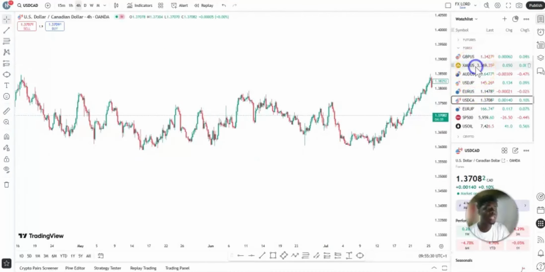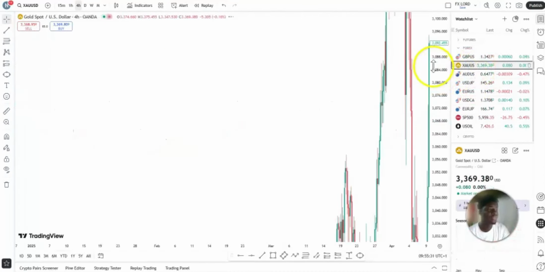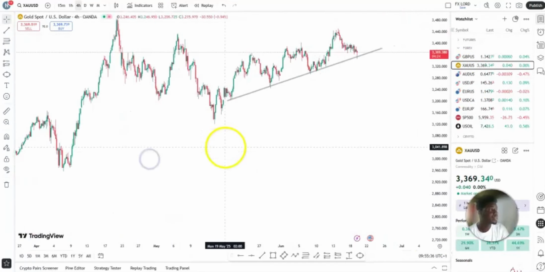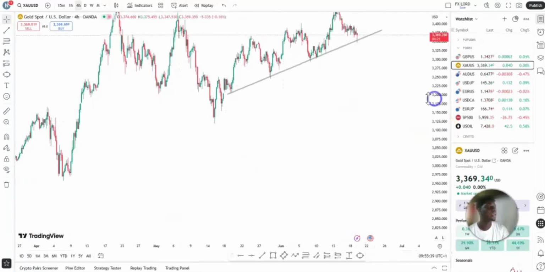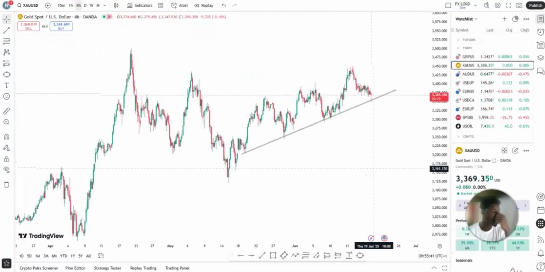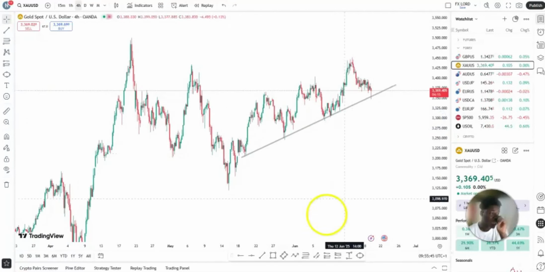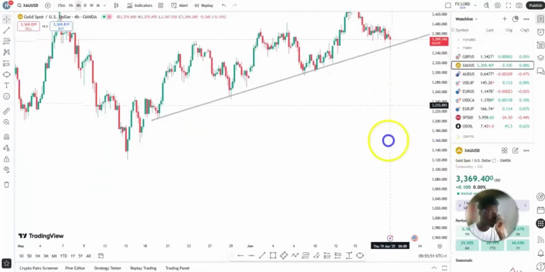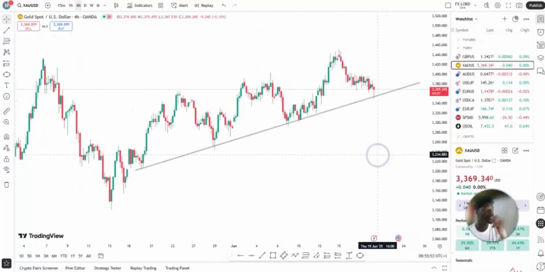So I'm going to quickly look out for another pair, if I have to look for something juicy we can use. Oh yeah, we have something on XAUSD right now. XAUSD is trending to the upside. You can see it from the trend line. That's what's happening.